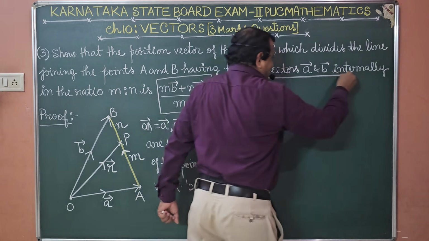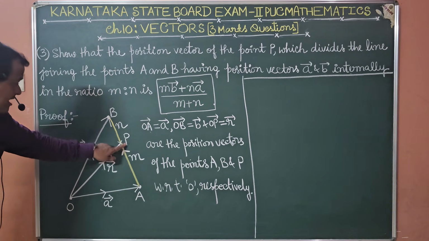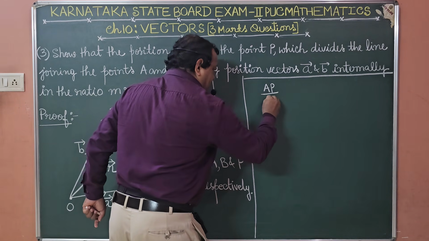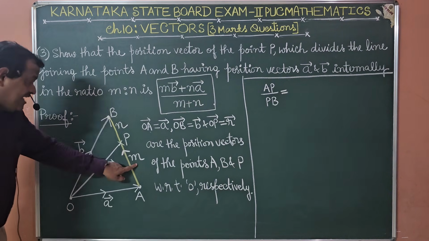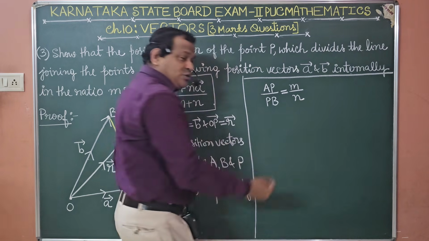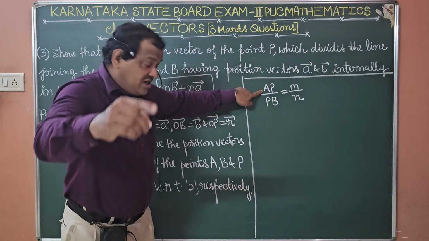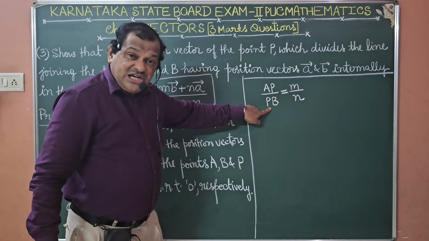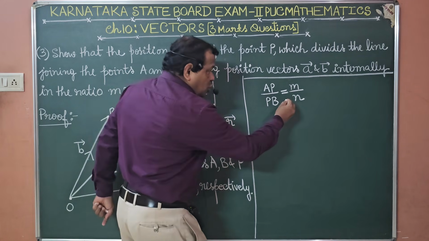From the diagram, it is very clear that if you take AP divided by PB, I will write here AP divided by PB is equal to M by N. And my dear students, here do not write vector symbol, do not write AP vector, do not write PB vector. Just it is AP by PB, ratio of scalars. This is M by N, ratio of scalars. But I will cross multiply.